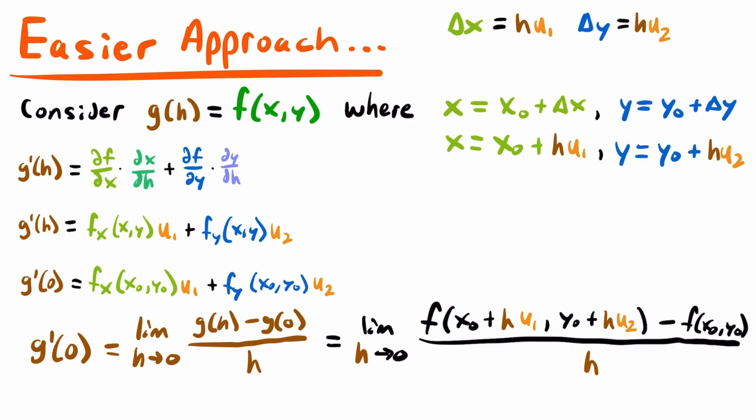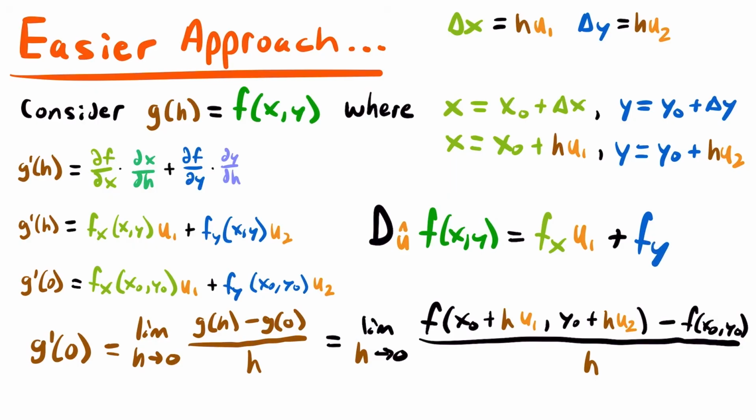g prime of 0 is equal to the partial derivative with respect to x times u sub 1 plus the partial derivative with respect to y times u sub 2, but it's also equal to the limit definition of a directional derivative. So instead of using the limit definition, we can just use this much nicer formula. All right, we can just say that the derivative in the direction of vector u for a function f of x, y is equal to the partial derivative with respect to x times the x component of the unit vector plus the partial derivative with respect to y times the y component of the unit vector.